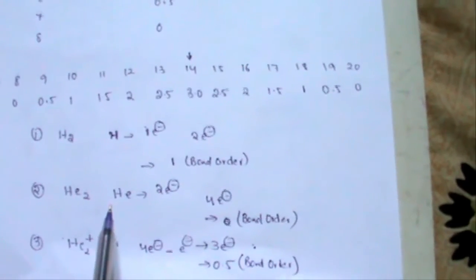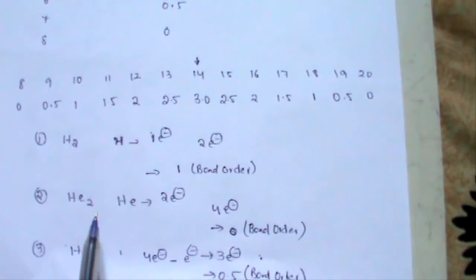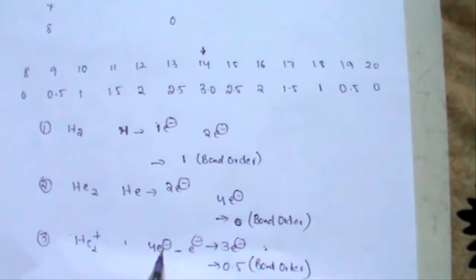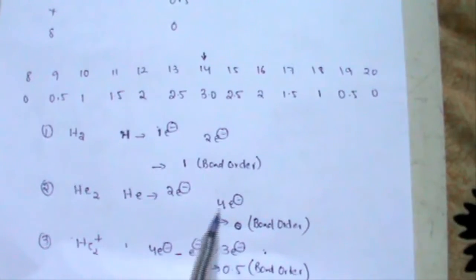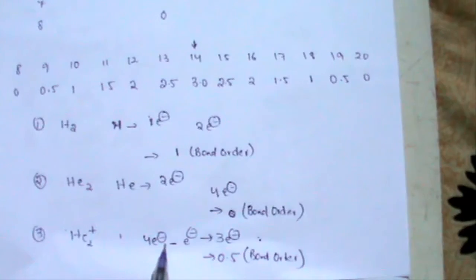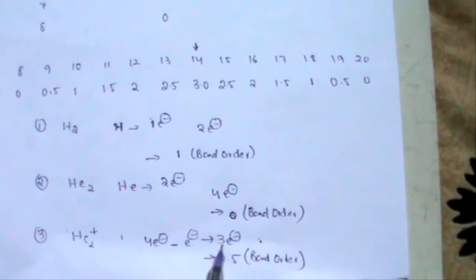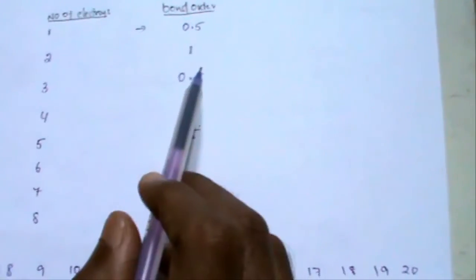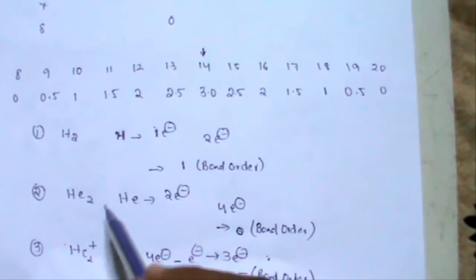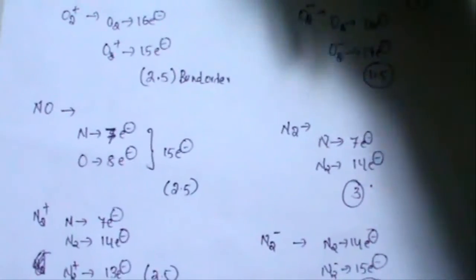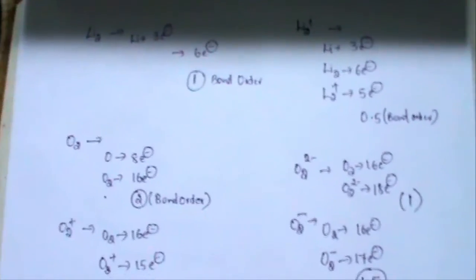Now if you take out 1 electron from the helium molecule, then it is converted into the He2 cation. So the helium molecule has 4 electrons, and if you take out 1 electron from the helium molecule, then it has 3 electrons. If you have 3 electrons, then the bond order is 0.5. These are a few examples, and a few more examples are coming. Look at these examples.